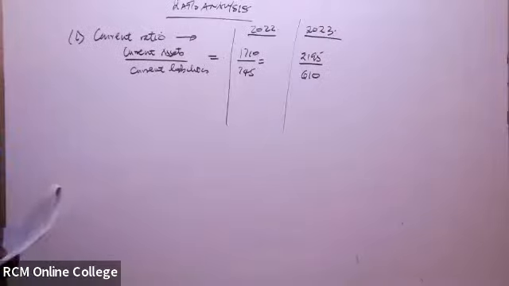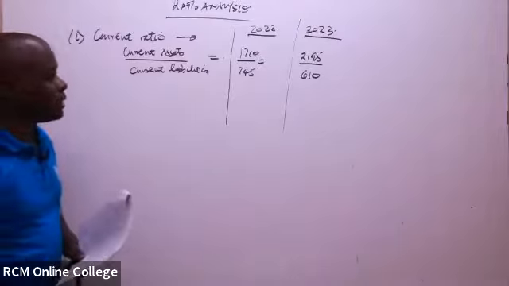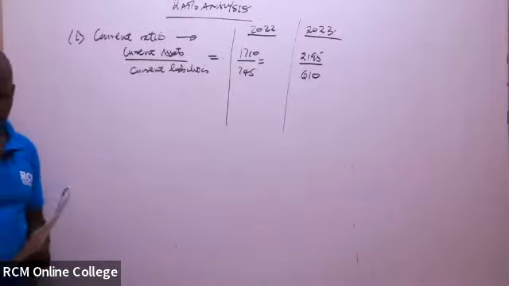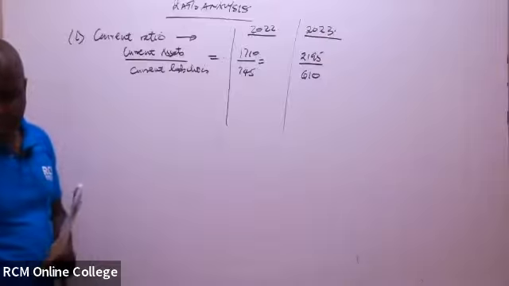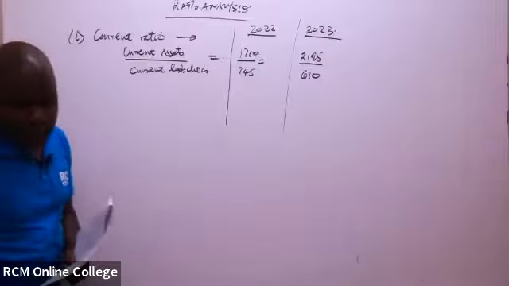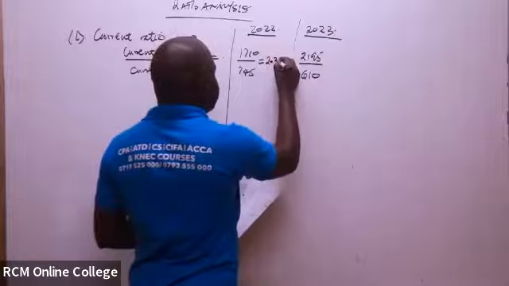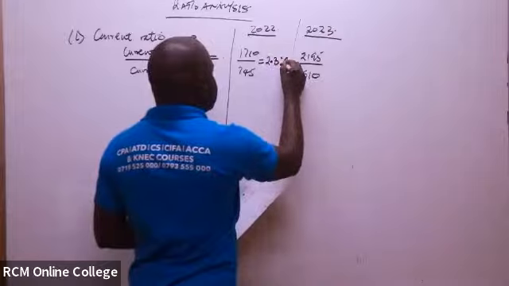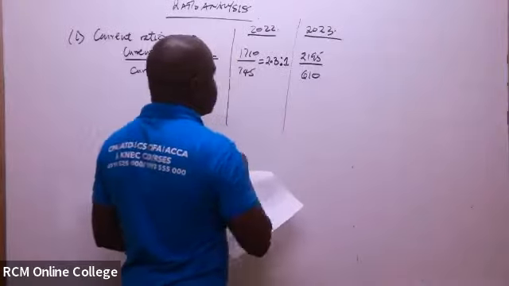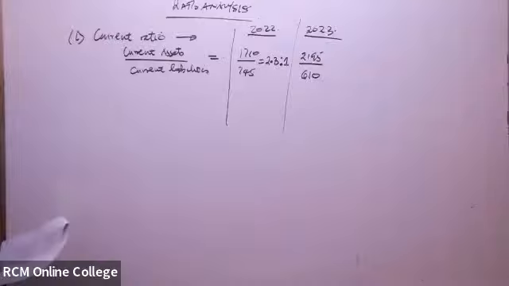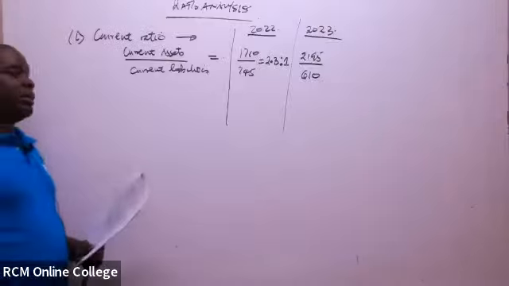So 1710 over 745, you get which figure? It is 2 point something, 2.293. We can round off to one decimal place and say 2.3. So we normally say 2.3 is to 1. Then that other one will be 3 point something, it will be 3.5.